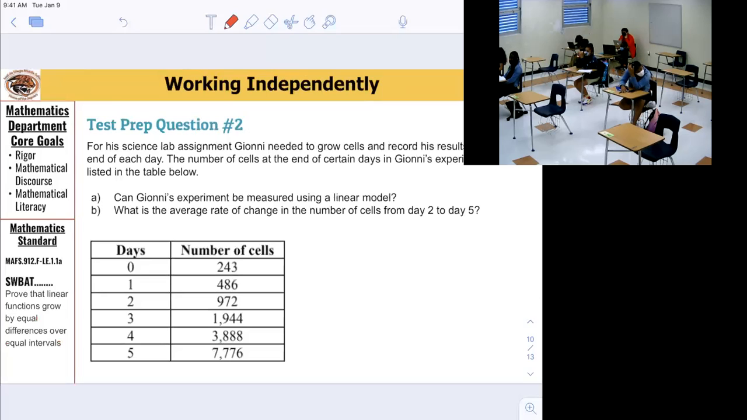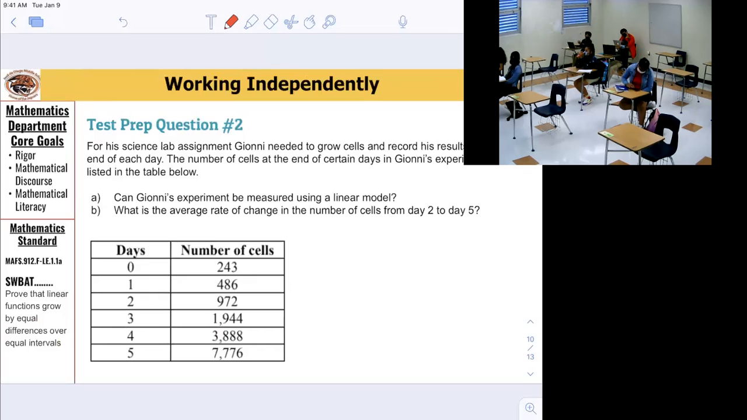For his science lab assignment, Keone needed to grow cells and recorded his result. At the end of each day, the number of cells at the end of certain days.